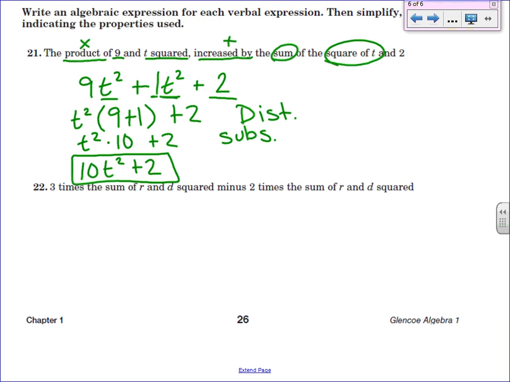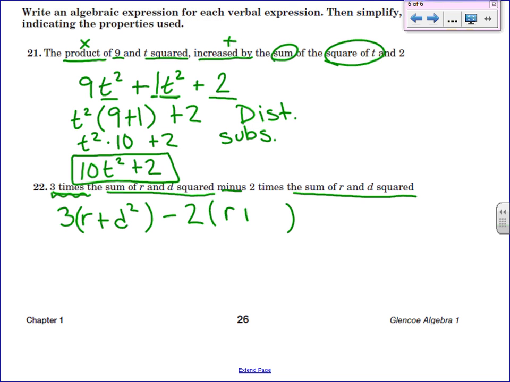All right. Now, 3 times the sum of r and d squared. So I'm going to have r plus d squared, and I'm going to have 3 times that, which means I'm going to have parentheses around it, minus 2 times the sum, again, of r and d squared. So 2 times the sum of r and d squared.